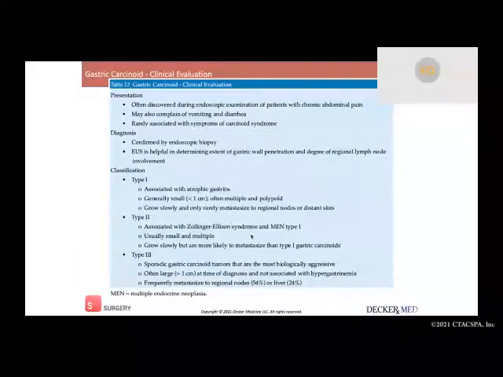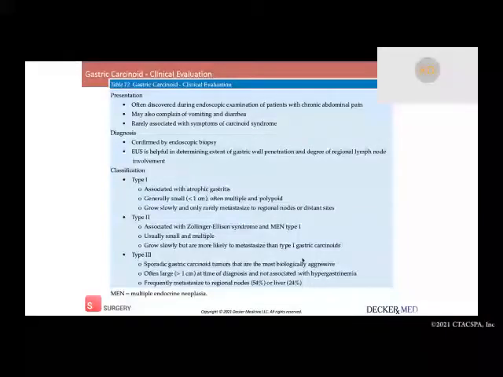So, type 1, atrophic gastritis. Okay, these are small. Usually they're multiple, and you see little polyps. Sometimes they can carpet the whole stomach. They grow slowly, and they rarely metastasize. Type 2 is associated with Zollinger-Ellison syndrome. Again, those are small and multiple. More likely to metastasize than the type 1s, but usually not common that they will metastasize.